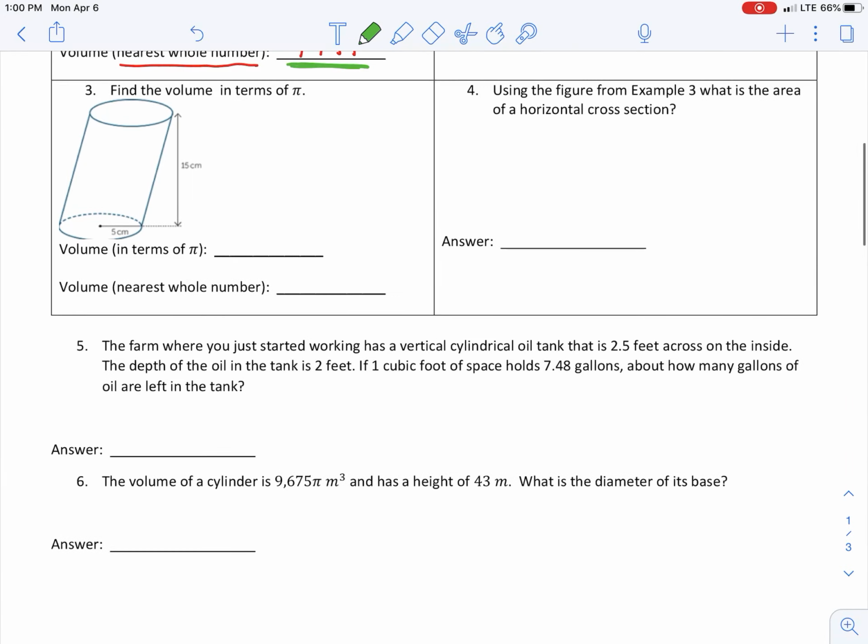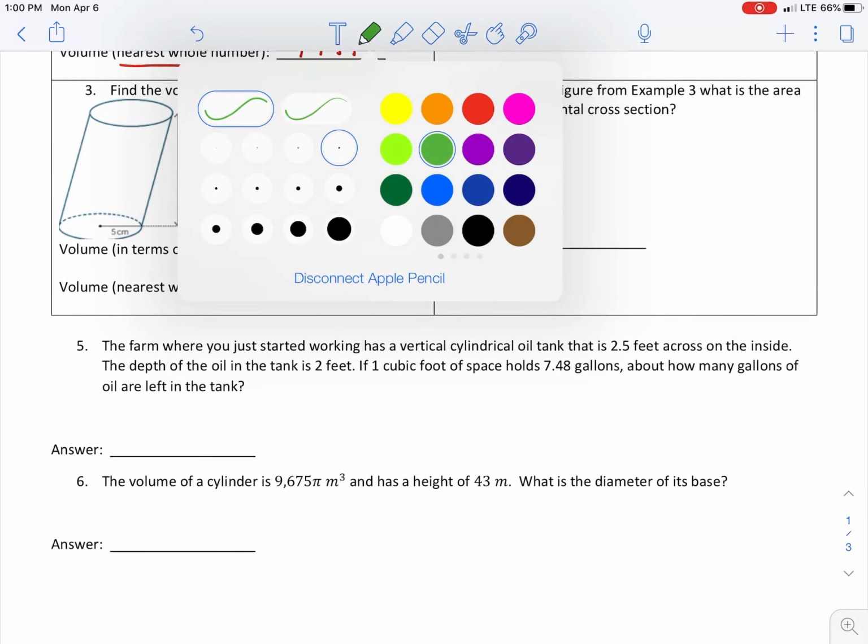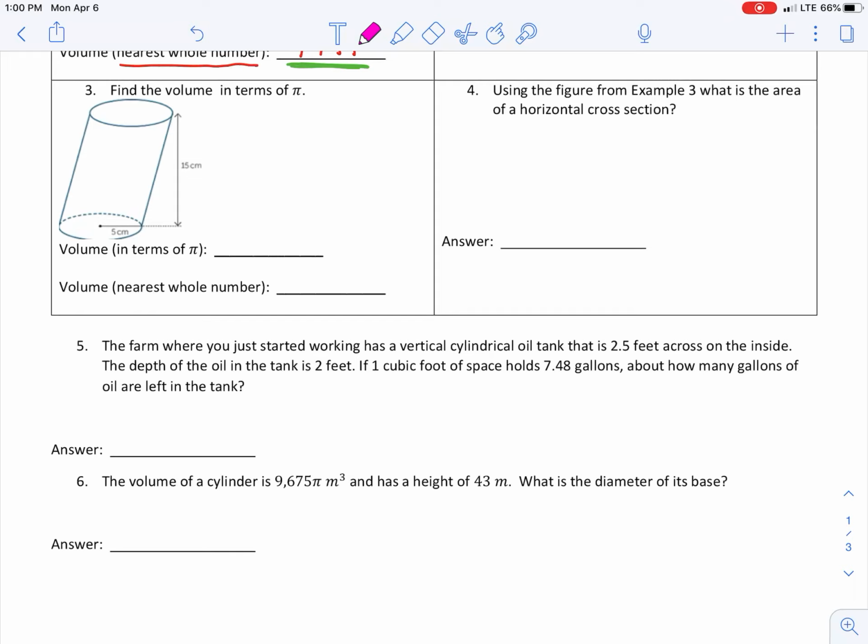Moving on. So if we look at example 3 now, it says find the value in terms of pi. This right here would be considered an oblique cylinder. That means that the bases are not one on top of the other. So see how our circles here are a little off from being right on top of each other? That would be considered an oblique cylinder.